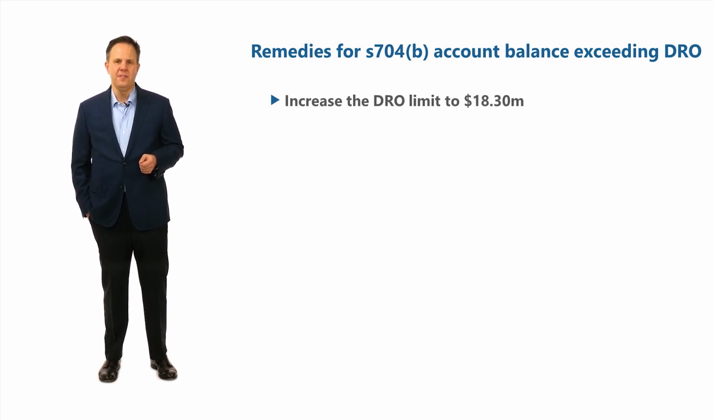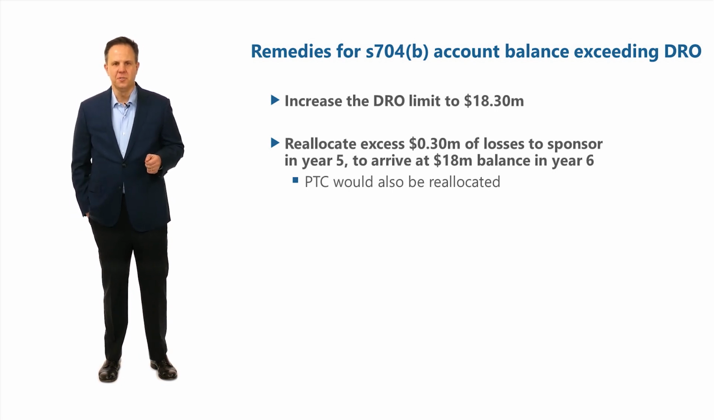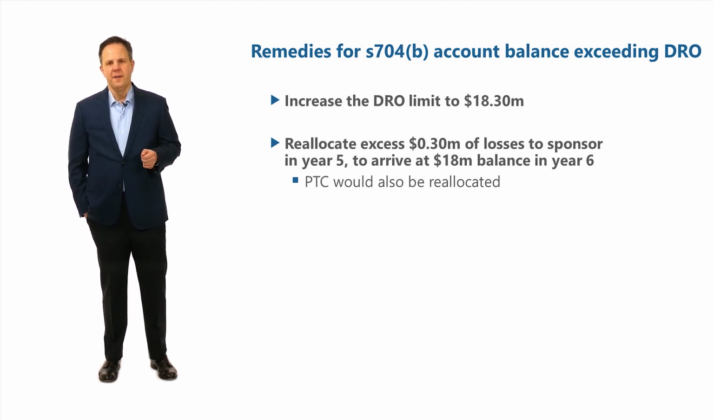Second, we could reallocate the excess of 0.3 million of losses to a sponsor in year 5 to get the balance to a maximum absolute value of 18 million in year 6. In a PTC deal, this would mean a corresponding reallocation of PTCs to a sponsor. Such a reallocation reduces the tax losses available to the tax equity investor, reducing its return and thus the capital it can invest. Third, as cash distributions are subtracted from capital accounts, another option is to reduce the percentage of cash distributed to the tax equity investor.